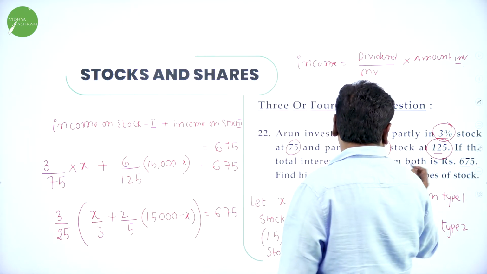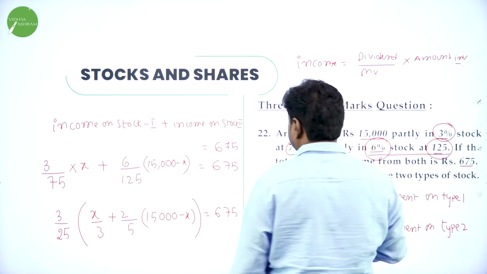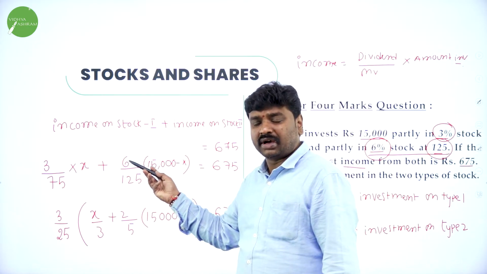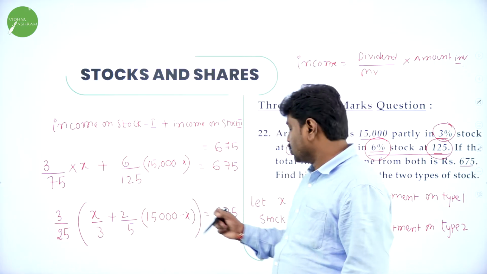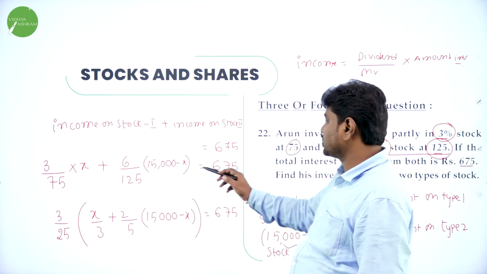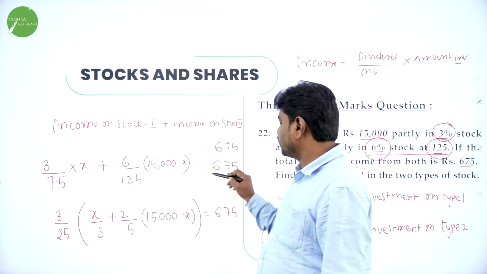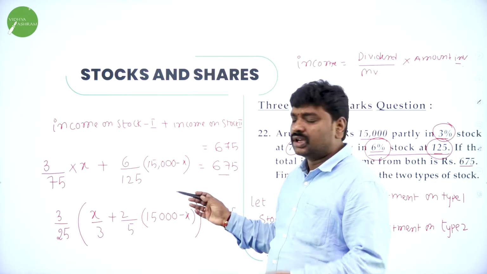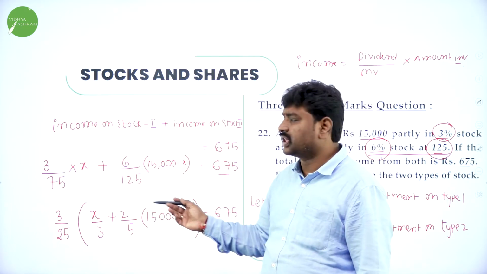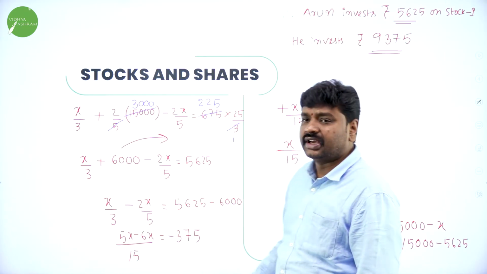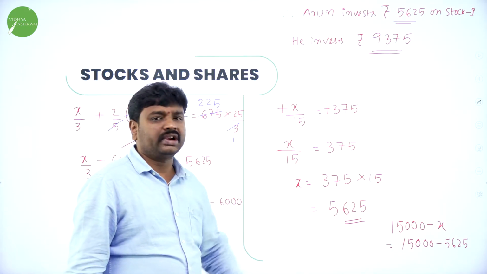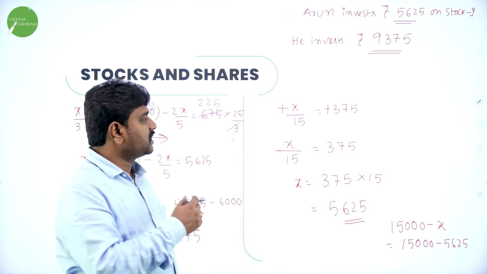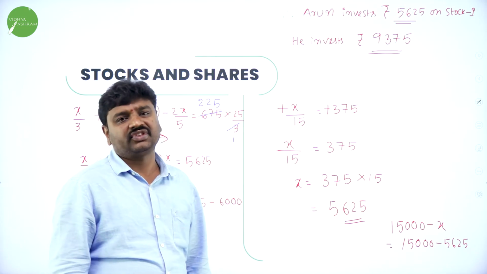So this is the amount invested on type 1, and the type 2 stock dividend is 6%. They give type 2 stock 6% at 125. So 6 is the dividend. Market value for second stock is 125. Amount invested is the remaining, so that is 15,000 minus x. Dividend on first plus dividend on second is 675 they have given. Compile this equation and solve it. When you solve, you will get x. X is what? Amount invested on stock 1. 15,000 minus x, you will get amount invested on stock 2. This is a standard question which you can expect for 3 marks.